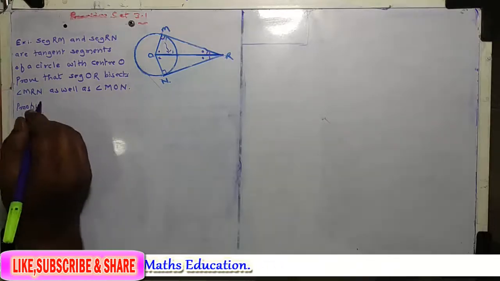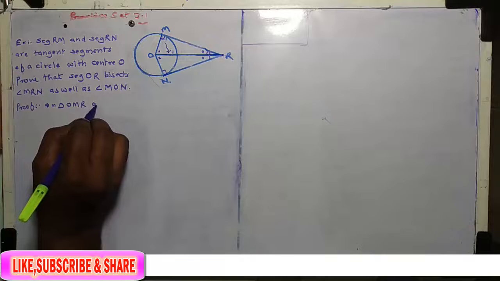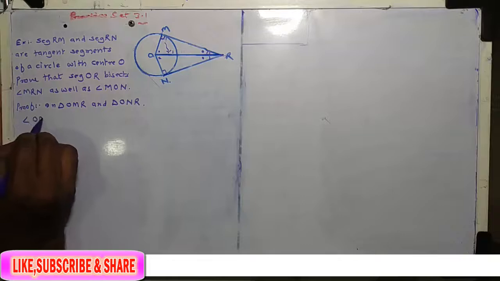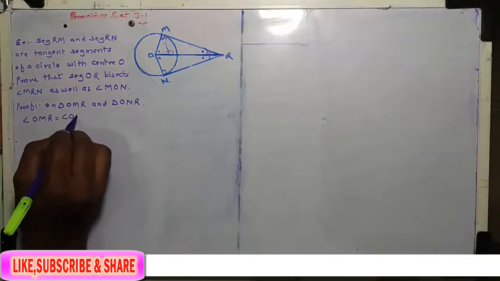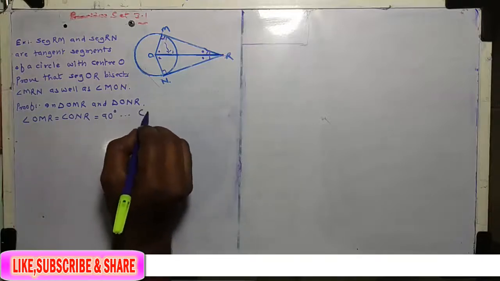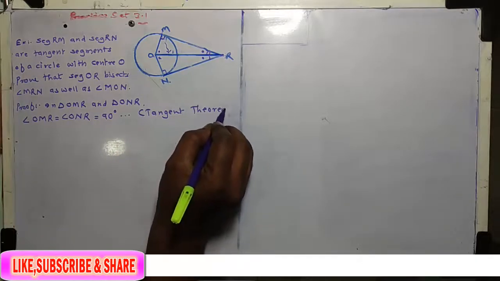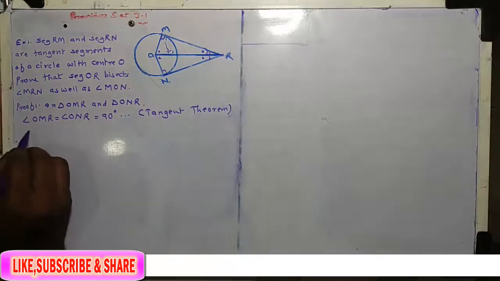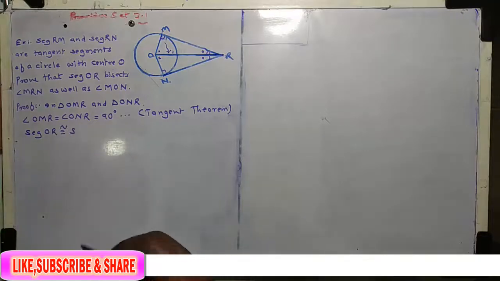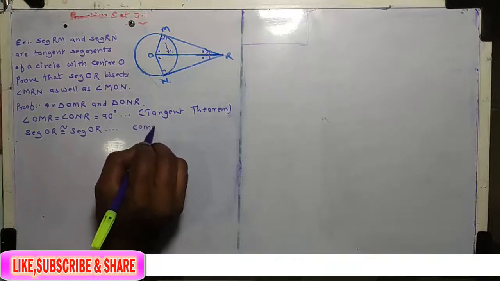Okay. Now we start the proof. In triangle OMR and triangle ONR, angle OMR is equal to angle ONR is equal to 90 degree. Reason is by tangent theorem. Okay. After that, segment OR is congruent to segment OR. Reason is common side.